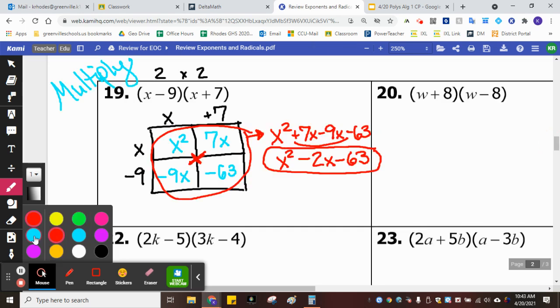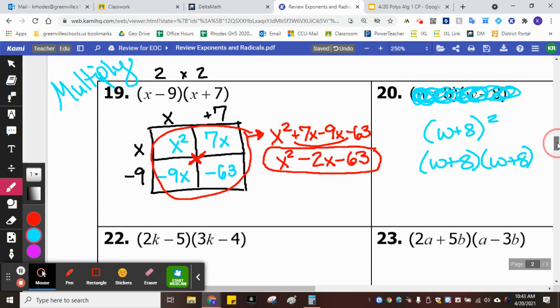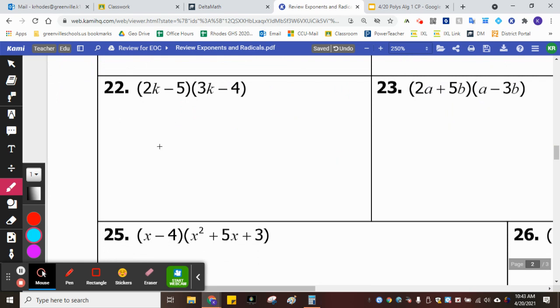On your Delta Math today, there's a question that says W plus 8 squared. So ignore this real quick. When you go to do that one, that means you're doing W plus 8 times W plus 8. So if it's being squared, just know that means you're writing it twice and then multiplying. That's what being squared means, so don't get confused on this. Let's do one more. And then we'll go to a little bit harder. And then we'll do dividing.